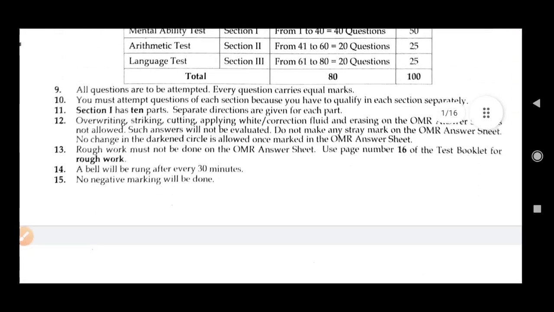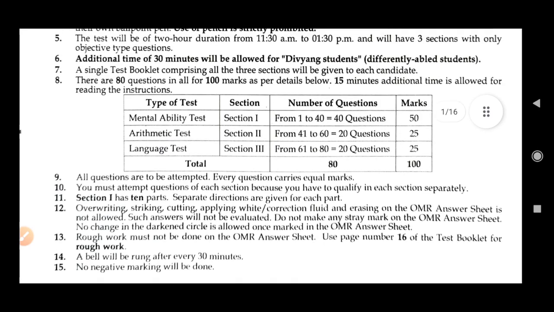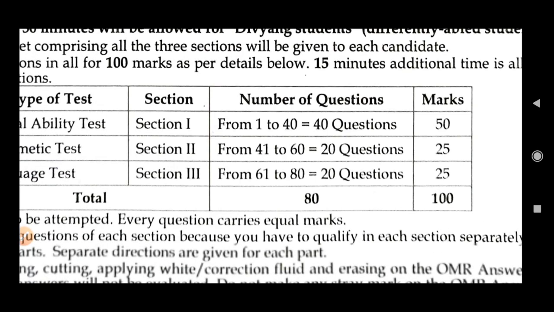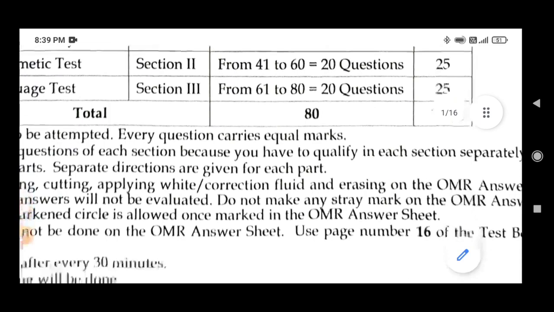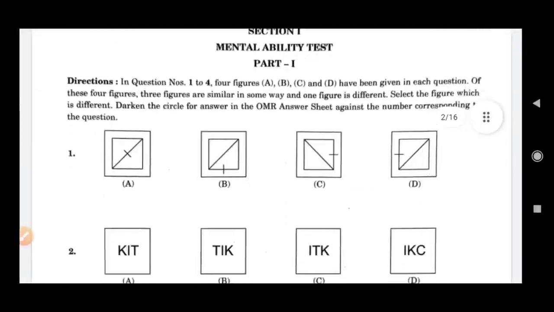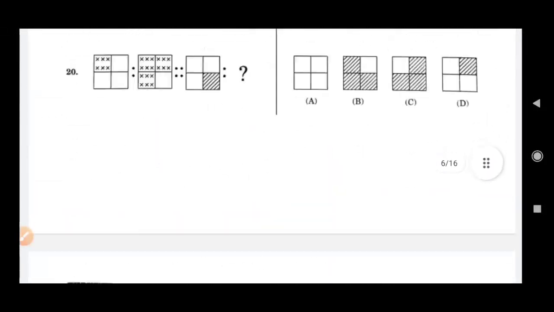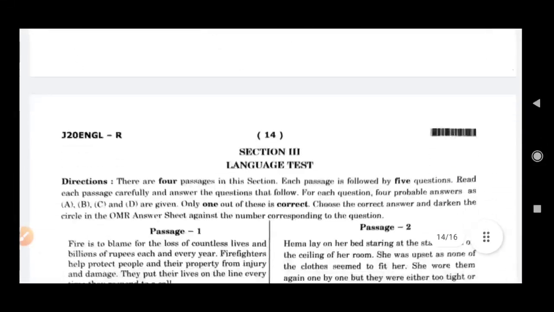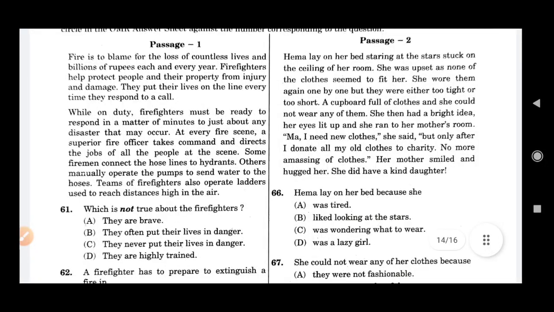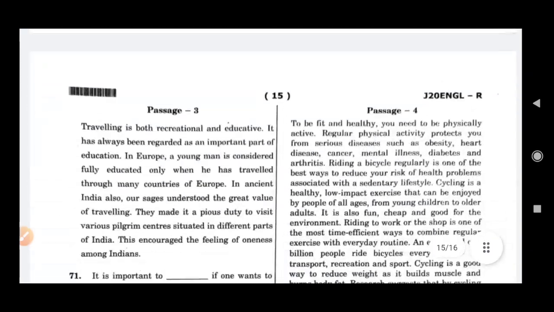And one more thing is that the language test will be tested under section 3 from 61 to 80, total questions 20 and marks 25. Okay, so these are the important instructions you need to follow during the exam. And if you follow these instructions, you'll get maximum marks.